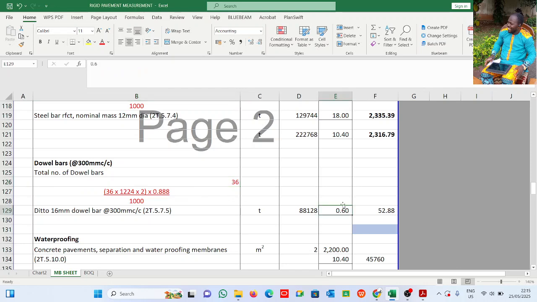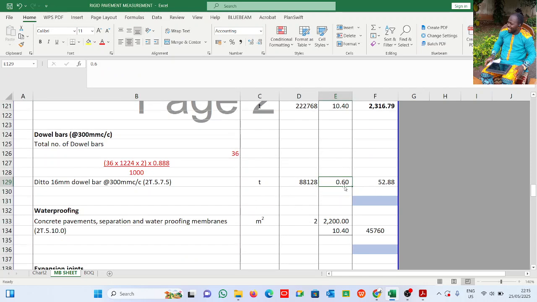All right, now you see the dual bar here. This is the entry in the dimension column. This is 0.6. Now how many numbers do I have? I have 36 numbers. The number of panels times 2 for the two sides of the road, and of course here I already divide by 1000 to give me this in tons. All right, that is what I did here: 36 times 1224 times 2. Now I multiply by this to convert to kg, then divided by 1000.